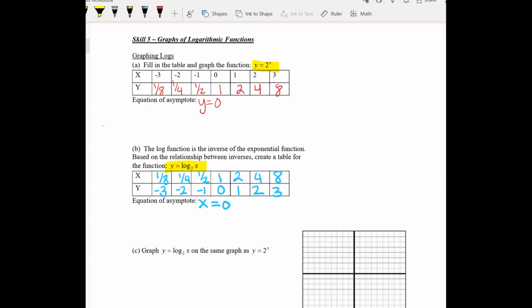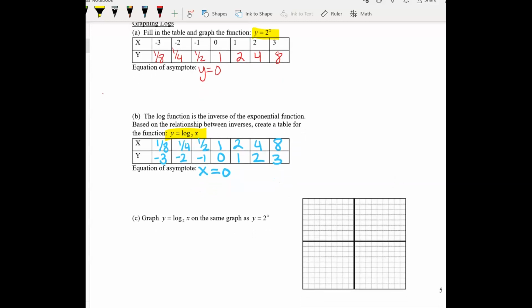Now, so that we can visually see this difference, we're going to graph both of these on the same graph. I'm going to put here this log function. It would have this asymptote. And I'm going to try and plot these points: an eighth, negative 3; a quarter, negative 2; half, negative 1; 1, 0; 2, 1; 4, 2; and 8, 3. So this curve now tends to go like this.